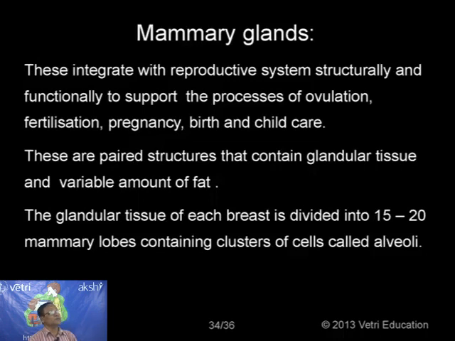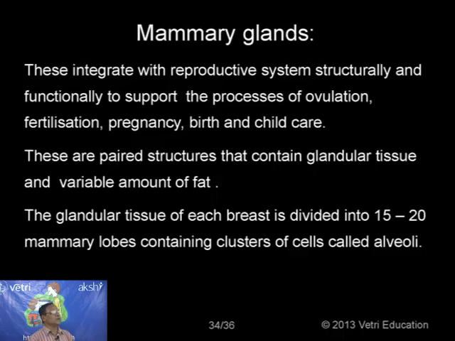So the child needs milk. It is to be supplied with milk, and also it is to be protected from various microorganisms. That means we have to provide immunity to the child also, and that is provided by the secretion of the mammary gland. So anyway, it structurally and functionally supports the various events happening in the female body: ovulation process, fertilization, then pregnancy, birth, and also child care.